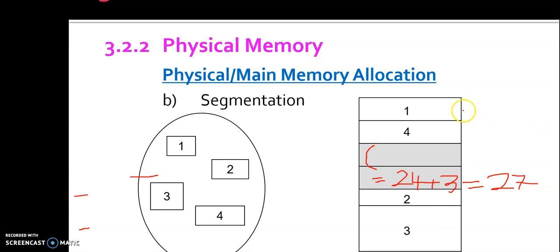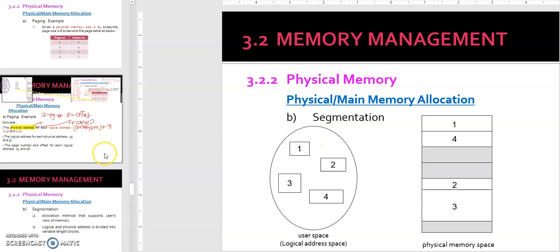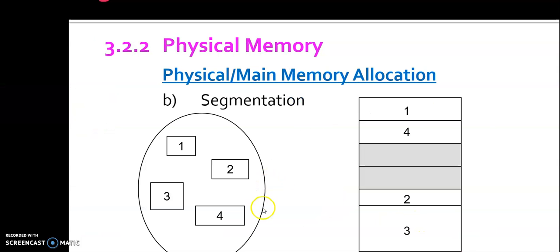So one obvious thing you can see here, each of the sizes is not the same. It's different. It so happens that this one is the same, but 2 and 3 are not the same. So in segmentation, the physical memory space is different. It's not the same as your logical space.